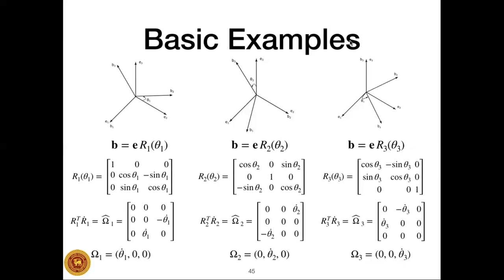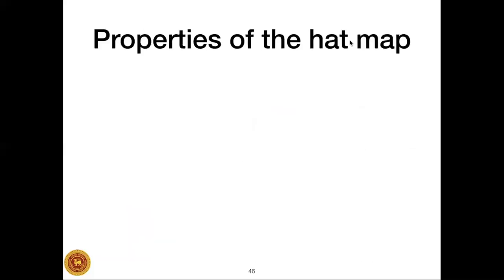So in this particular example, we have seen that omega 1, omega 2, omega 3, the omega that corresponds to the omega hat in the expression R dot equals R omega hat, is actually the angular velocity of the B frame with respect to the E frame. Now these are 3 very special examples. In the following few slides, what I will show is that it actually holds in general as well. But before we do that, we will look at a few more properties of the hat map, because we will need them in order to show this in general.